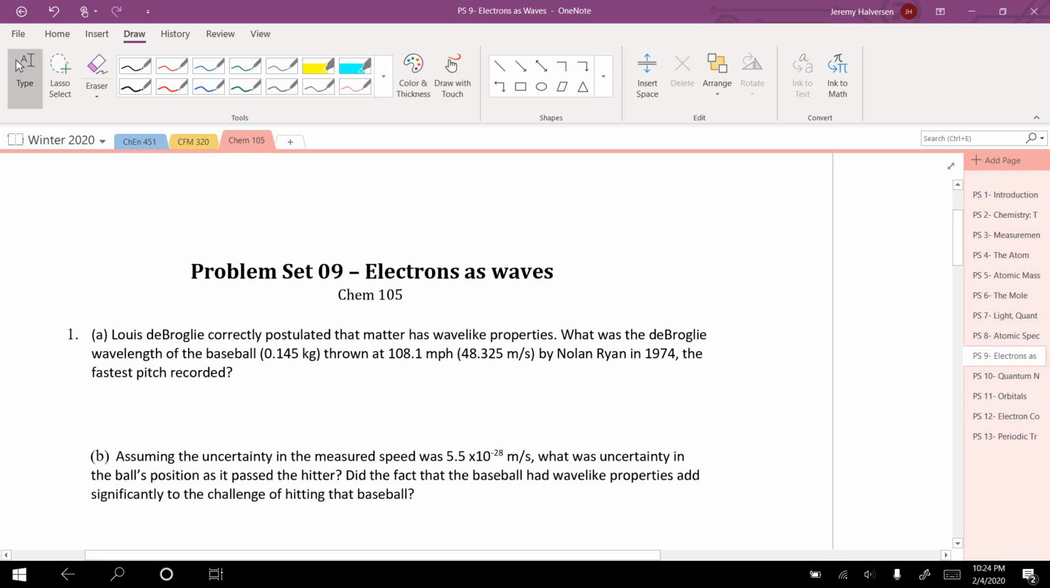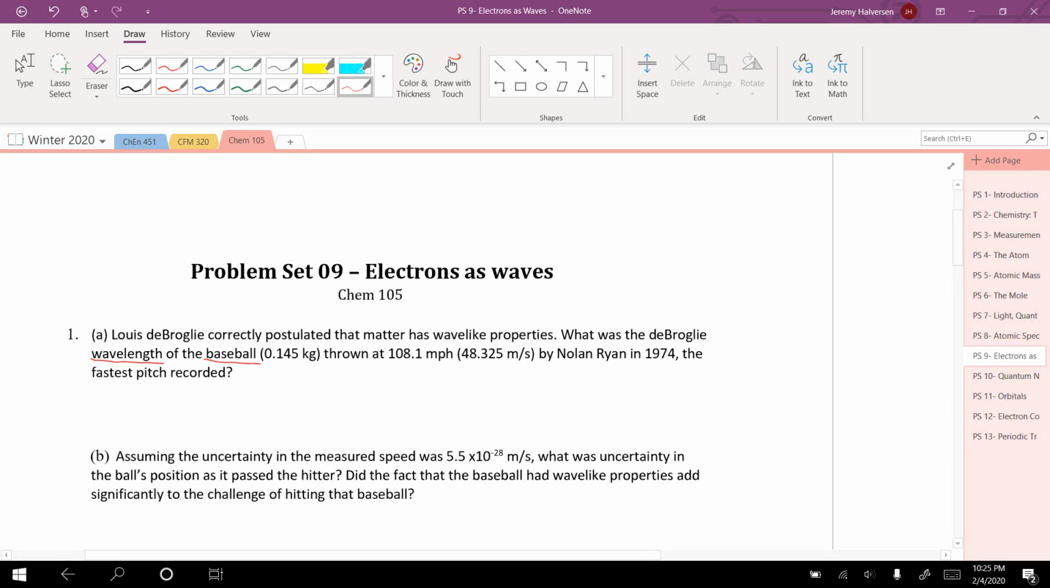So let's get started. Louis de Broglie correctly postulated that matter has wave-like properties. What was the de Broglie wavelength of the baseball, 0.145 kilograms, thrown at 108.1 miles per hour by Nolan Ryan in 1974, the fastest pitch recorded? Okay, so we are trying to find a wavelength of a particle.